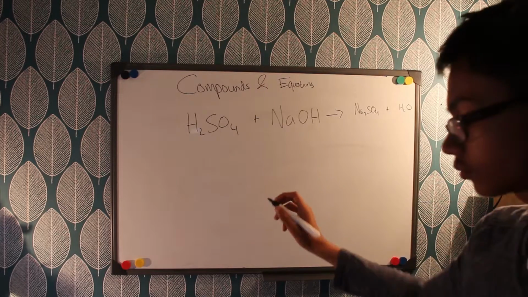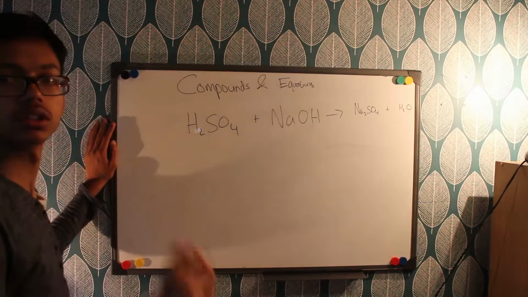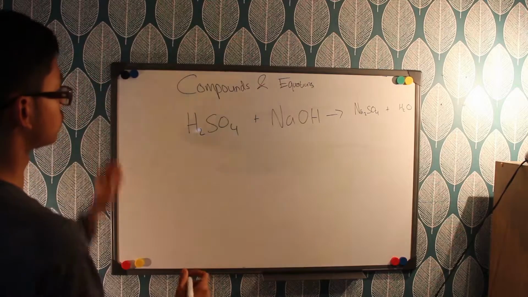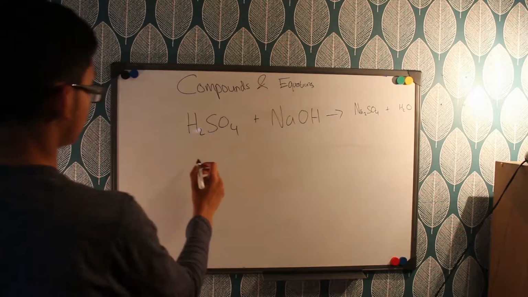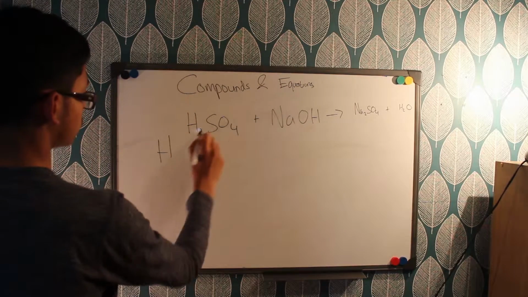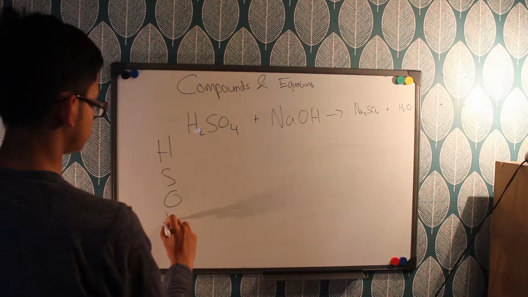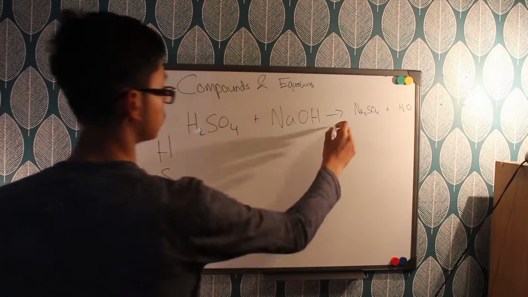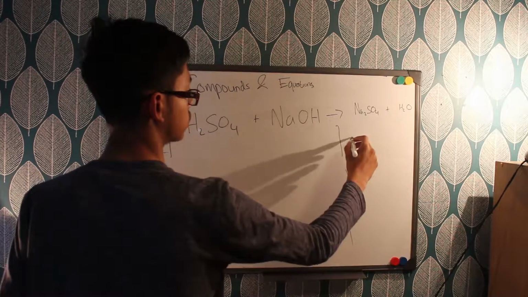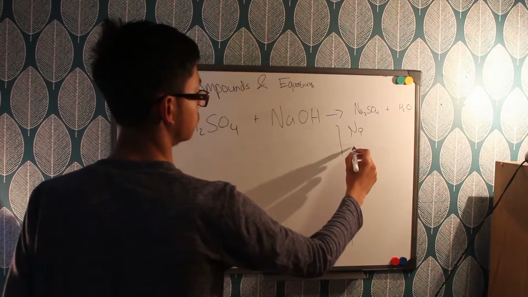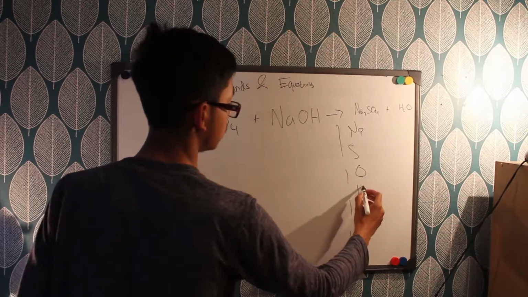So here, what I'll do is write out the elements of this side. There's hydrogen, there's sulfur, there's oxygen, there's sodium, and then I'm going to draw a direct line here. There's going to be sodium, there's going to be sulfur, there's going to be oxygen, there's going to be hydrogen.